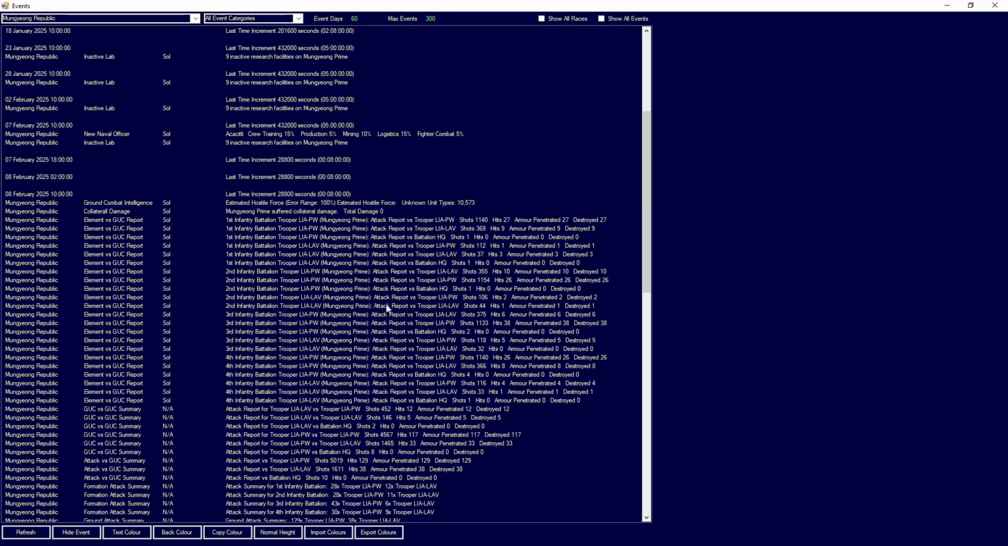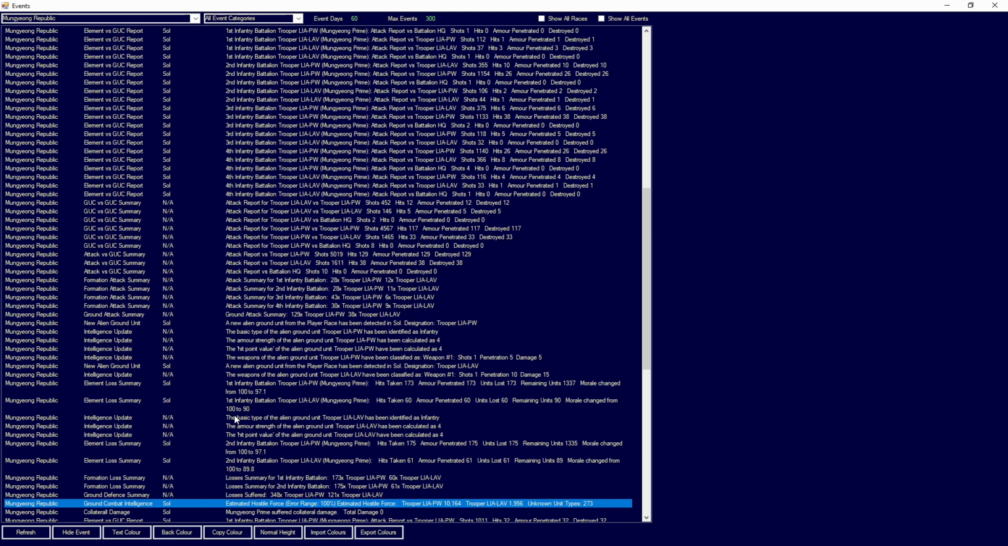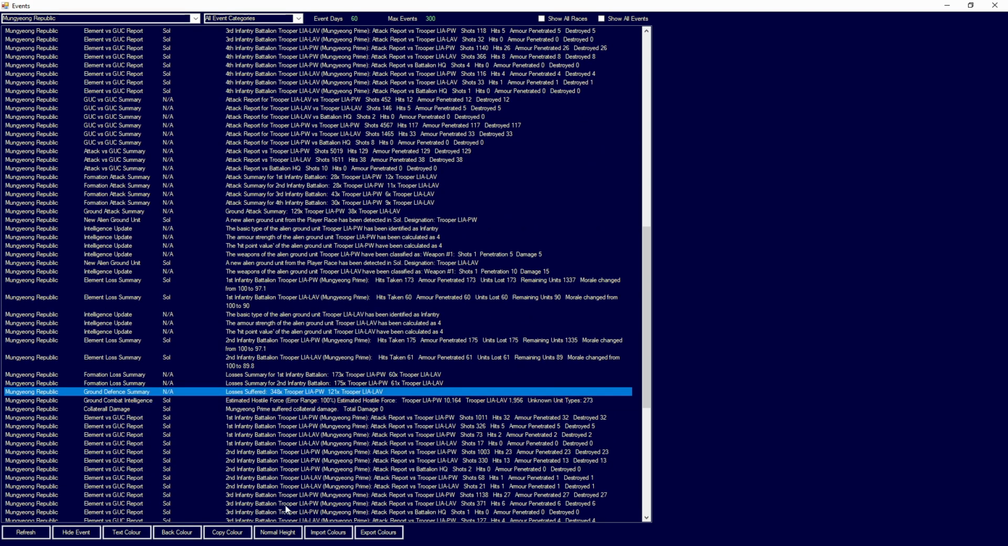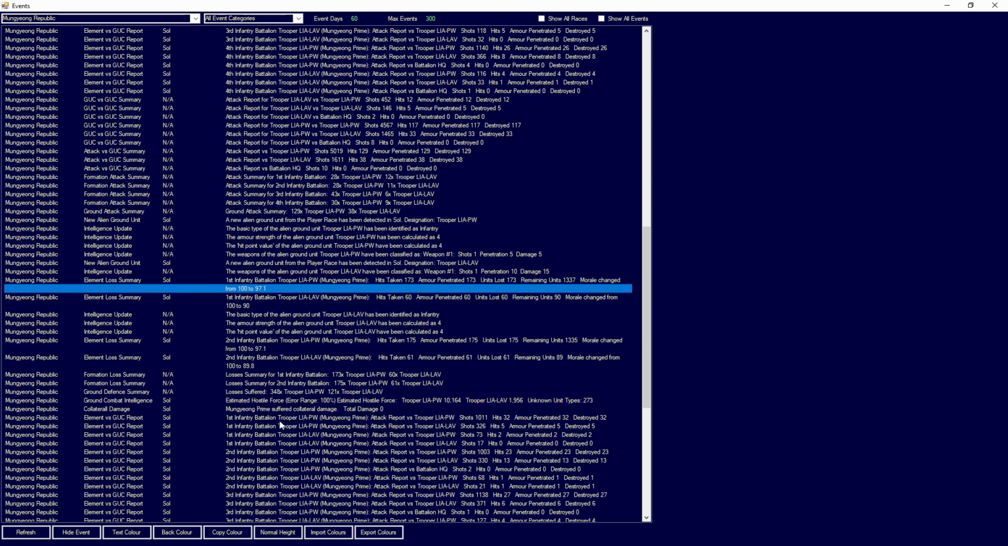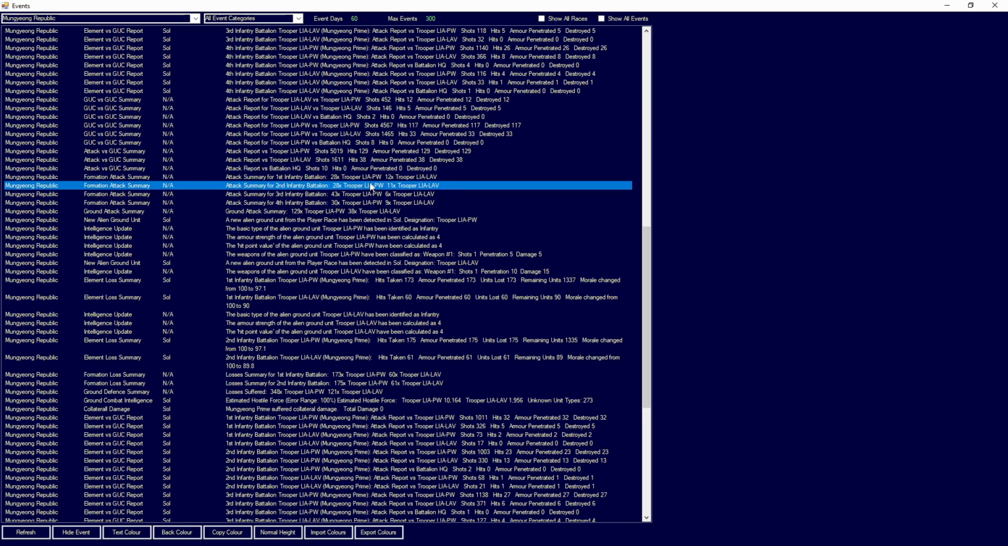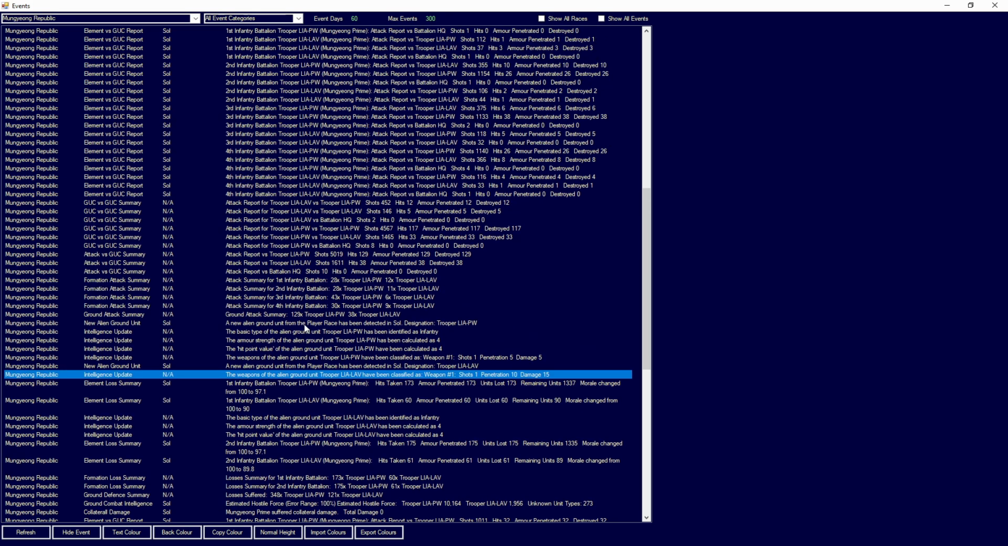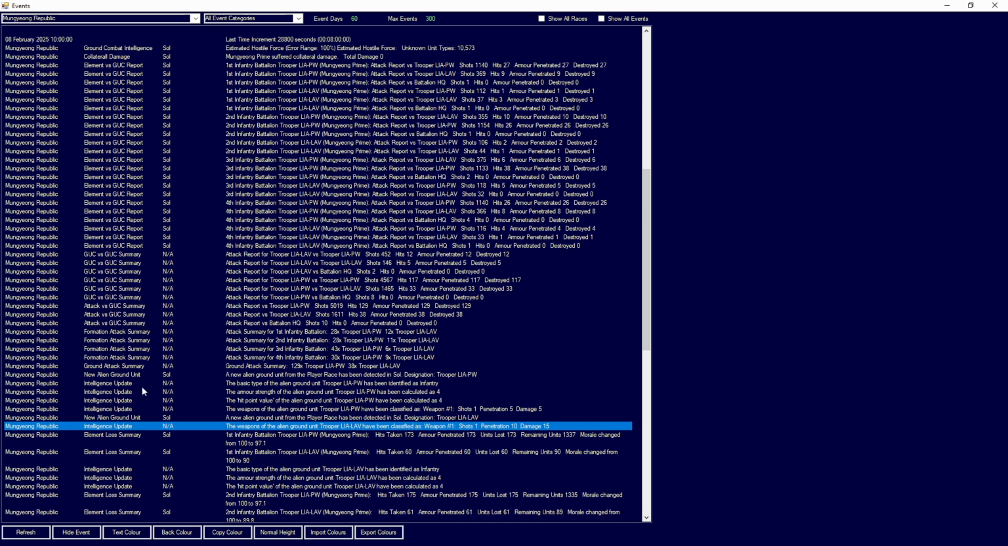So the most important things you want to be looking at are the losses you're suffering, which formations are getting hurt the most, and how your troops are stacking up. So in this case, we're actually losing 3 times the amount. Okay, so we can have a look here at the losses summary, the element loss summary.